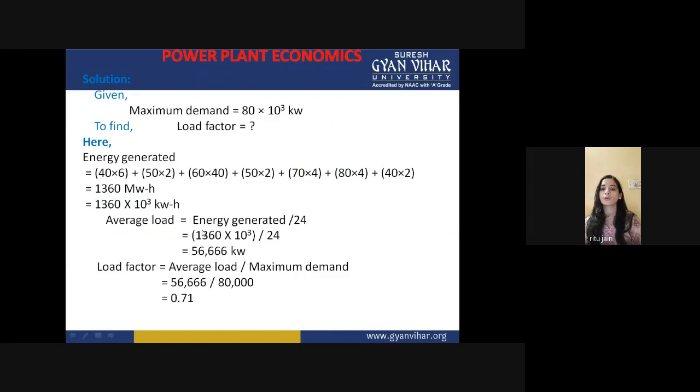And average load is equal to energy generated divided by 24. So load factor is equal to average load upon maximum demand. So that is equal to 0.71. By using this formula, the load factor is always less than 1, because maximum demand is always greater than your average load. That's why you are getting here 0.71, which is your load factor, and which is less than 1.